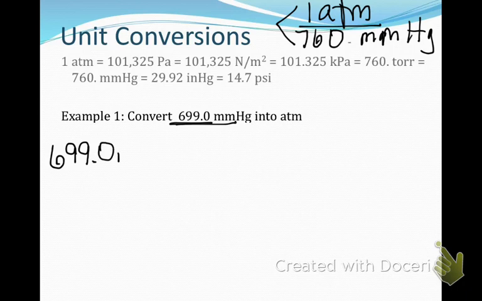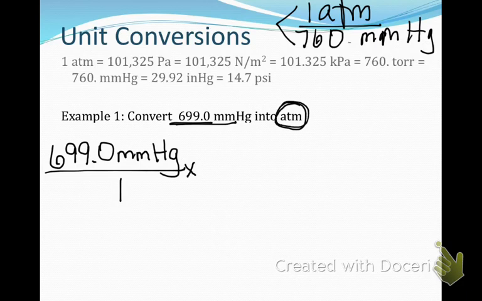699.0, don't forget that 0, because that means that we need to have sig figs at some point, millimeters of mercury. I'm going to be setting up a whole bunch of fractions, so I can put this over 1 just to make this more comfortable for you guys. But I want to make sure I get out of millimeters of mercury and I get into atms. So I have to figure out what my conversion unit would be in order to do that.